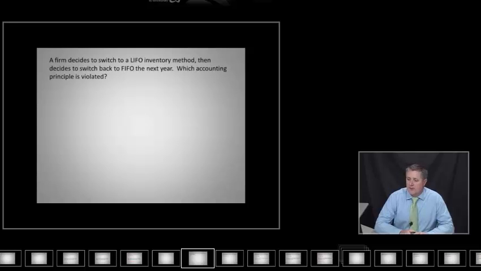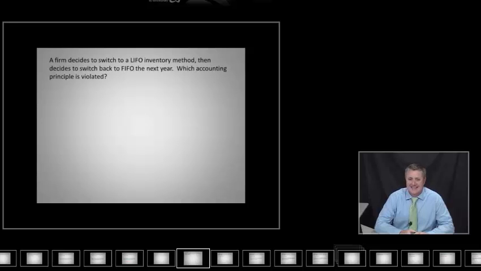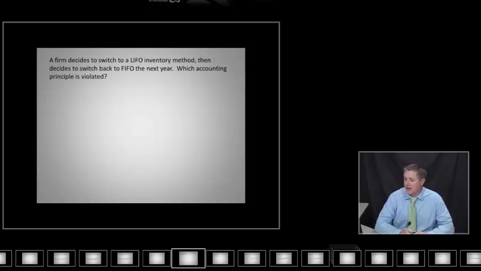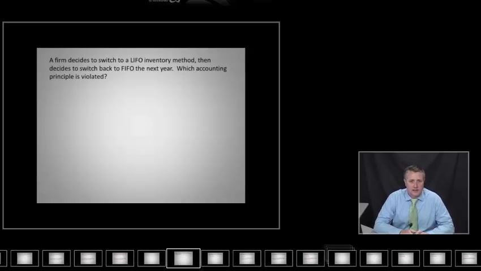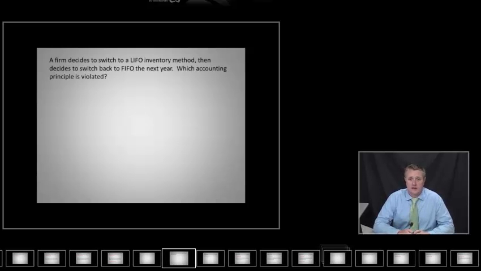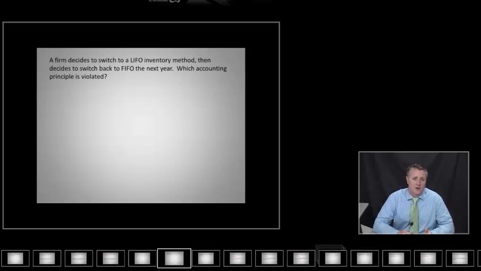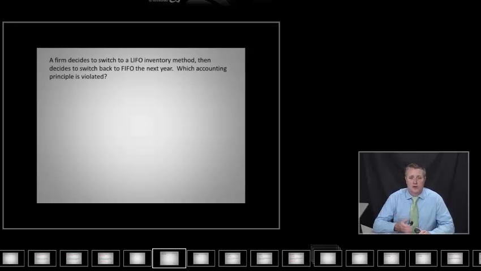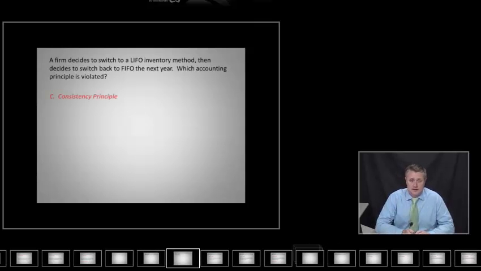The next item: a firm decides to switch back to a LIFO inventory method, then decides to switch back to FIFO the next year. Which accounting principle is violated? Well, one of the underlying assumptions in financial statements is that there is some consistency from one period to the next. So if you're constantly switching back and forth between inventory methods or depreciation methods or other instances where you have some sort of an estimate, this is clearly a violation of what's called the consistency principle.